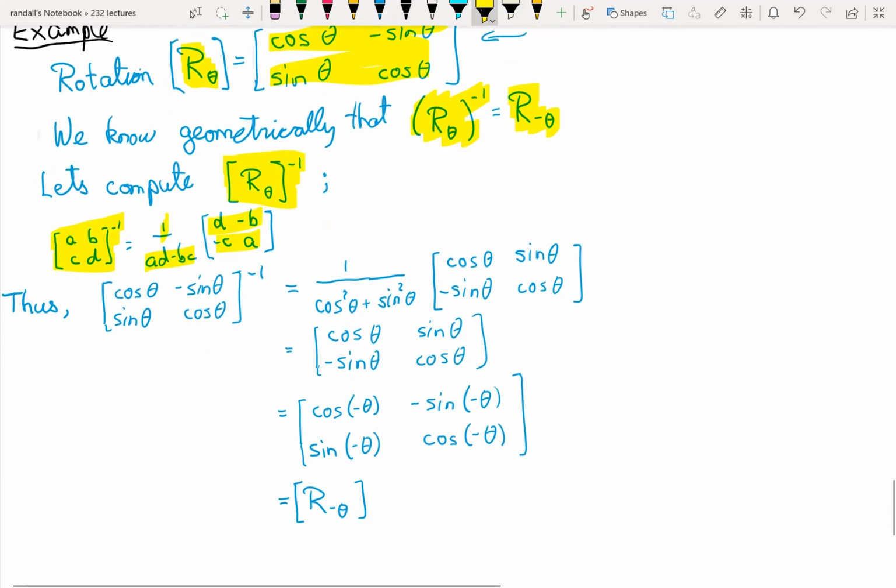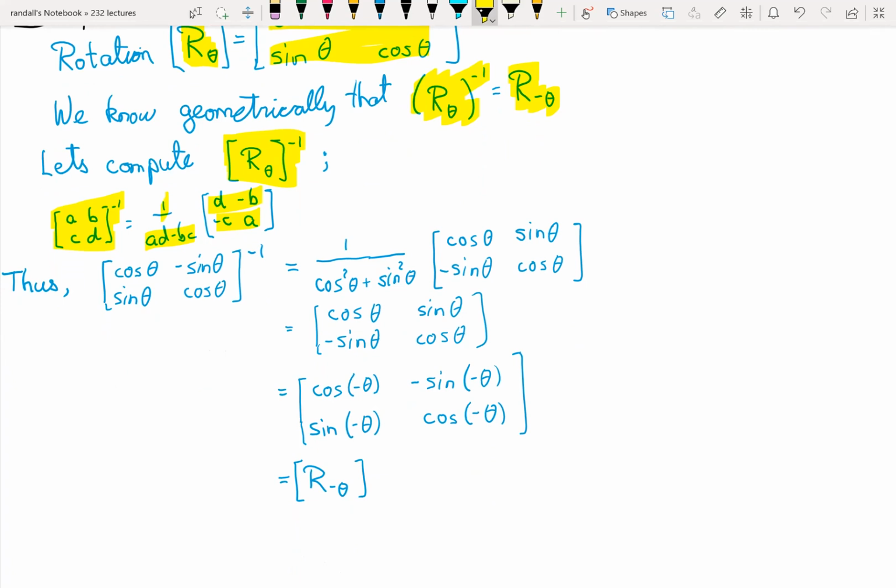So for this matrix, the R theta, AD minus BC is just cos squared plus sine squared. It's 1. So this is an invertible matrix. And then I change the order of the diagonals, which are the same, so that's fine. Then I take the negative of the anti-diagonals, which I did here. So that's the inverse of that matrix.